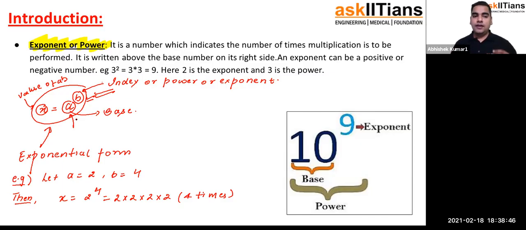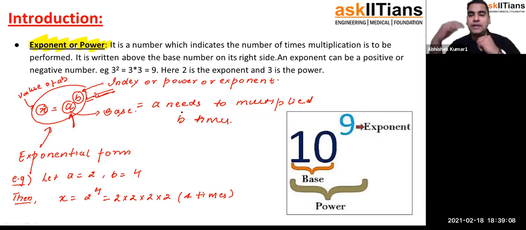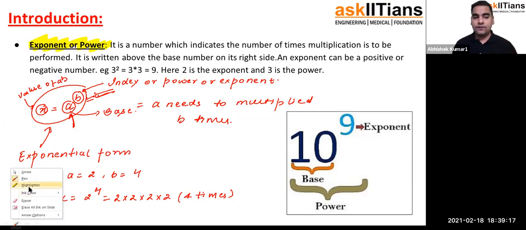Okay. Here the base is a, the power is b. So a raised to the power b means a needs to be multiplied. I'm writing here just for you guys. A needs to be multiplied how many times? A needs to be multiplied b times. And whatever result you get after multiplying a b times, or in this example, after multiplying 2 4 times, that result is called the value of 2 raised to the power 4.